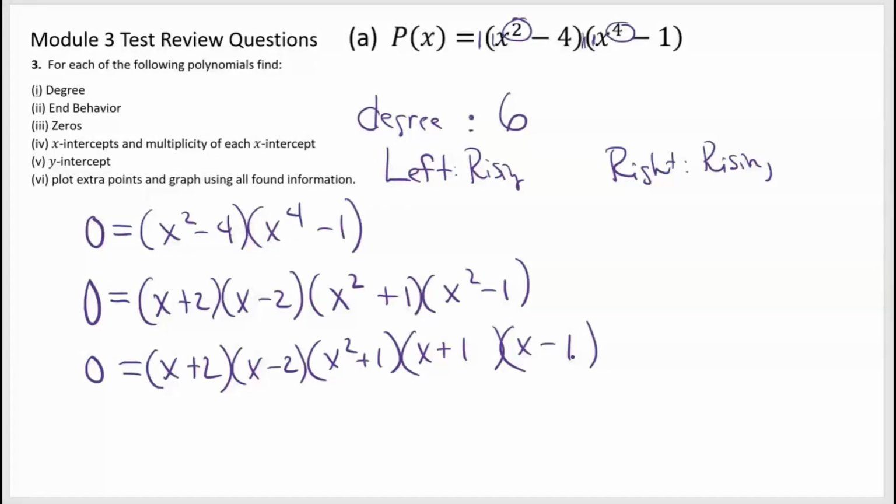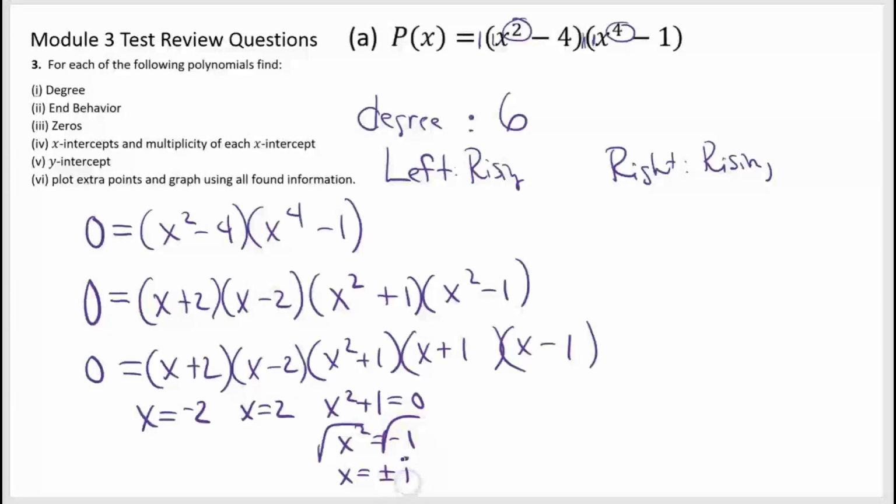Now what do you do? You set each one of these factors equal to 0. If I set x plus 2 equal to 0, I get negative 2. If I set x minus 2 equal to 0, I get positive 2. If I set x squared plus 1 equal to 0, I've got work to do. I can subtract the 1 to the other side and use the square root property. And I get x is equal to plus or minus the square root of negative 1, which is i. So that's 2 more zeros, but they're not x-intercepts. X equals negative 1 from here, and x equals positive 1 from here.